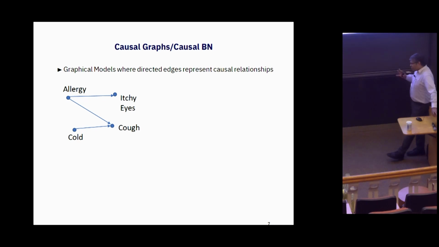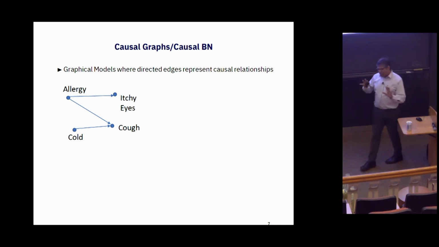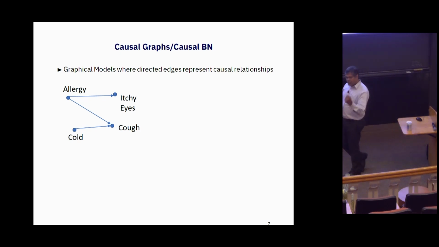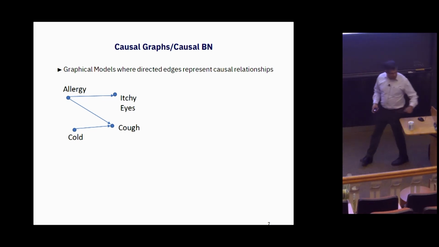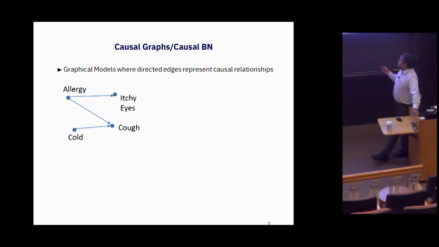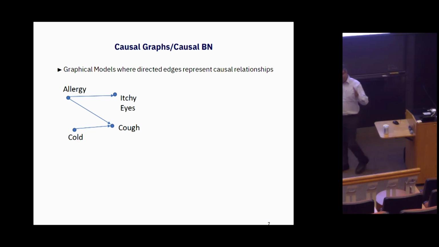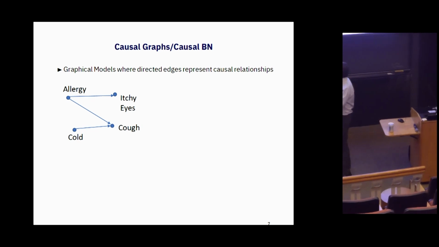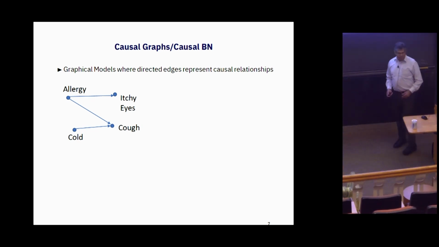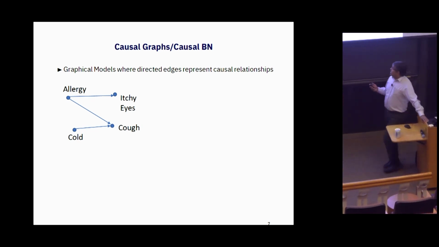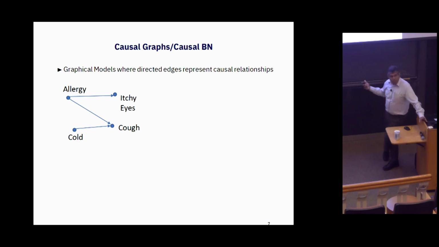So now let's go to what people more commonly call causal graphs. We start postulating a cause-effect relationship. For example, if you have allergy, you might have itchy eyes. You have a cold, it causes a cough. So these are actual cause-effect relationships. A common cold infection causes a cough, right? And here the direction of the arrows is more important than in the pure Bayesian case.